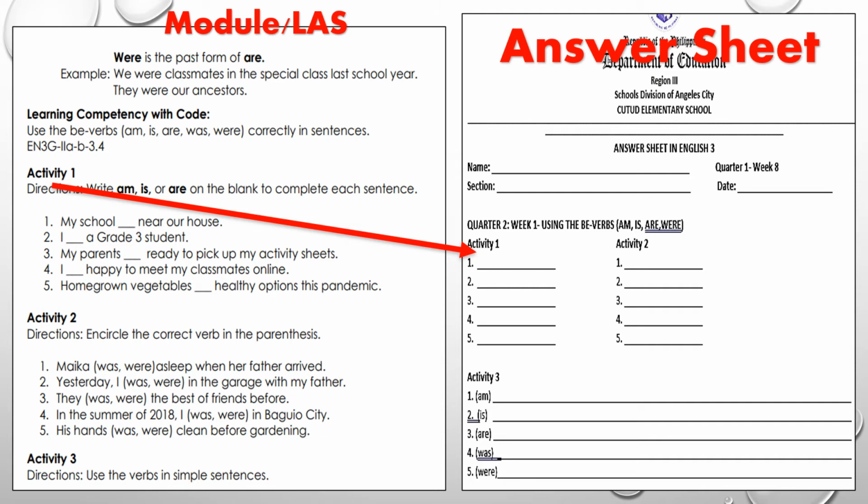Now it's time for you to answer number 3, 4, and 5. You can pause for a while in our video so that you can answer number 3, 4, and 5 with the supervision or guidance by your parents. Okay? Alright. You have done already the activity 1.